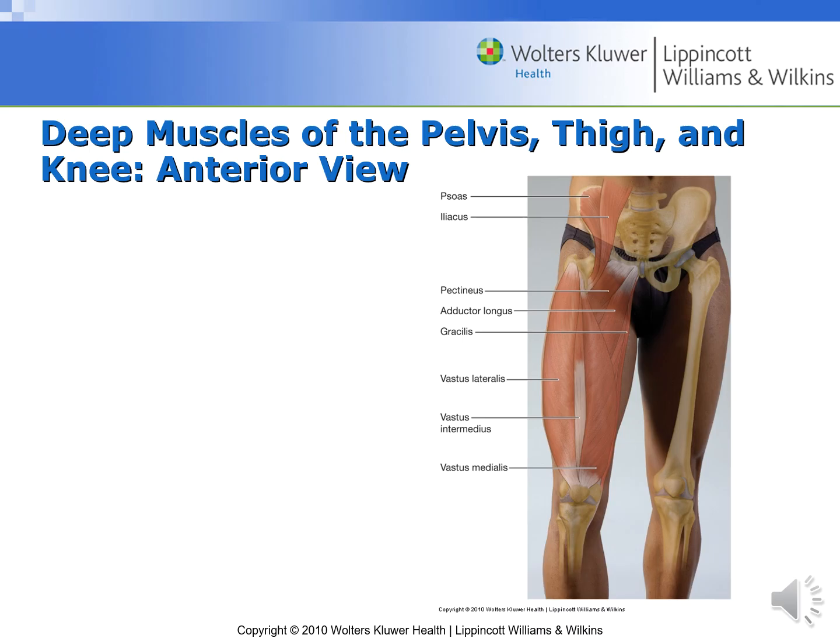From an anterior view, we're going to now look at the deep muscles of the pelvis, thigh, and knee. Beginning most superiorly from the left-hand side, we see the psoas, the iliacus, the pectineus, the adductor longus, the gracilis, the vastus lateralis, the vastus intermedius, and the vastus medialis.